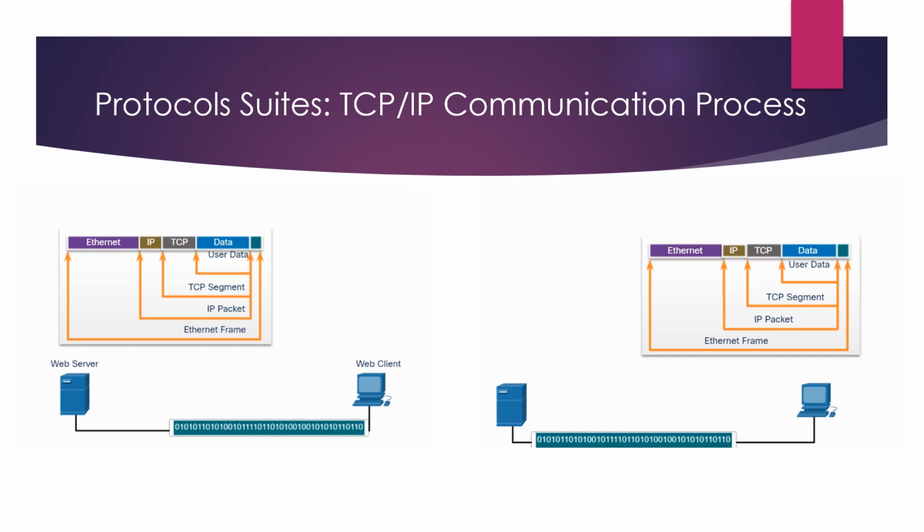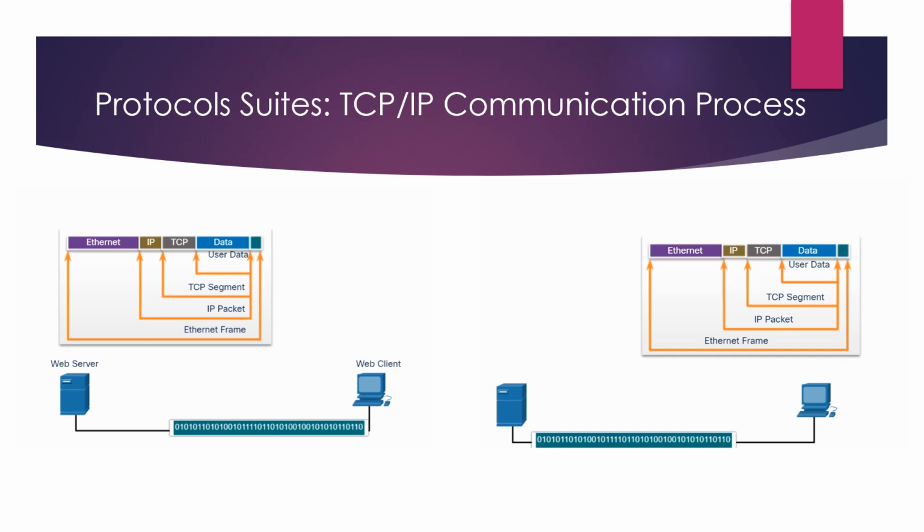This process is called encapsulation, which means that the data in each layer, going from the application to the Ethernet layer and then transferred into the signal, has the header of each layer added. So in the transport layer, we added the TCP protocol header. The data with that header is called a TCP segment.